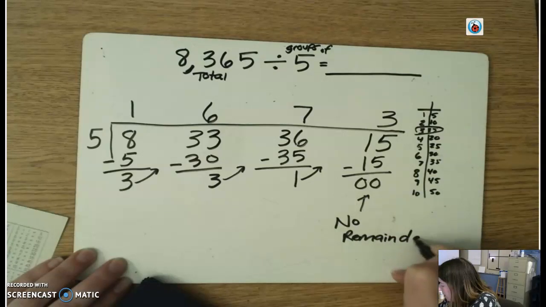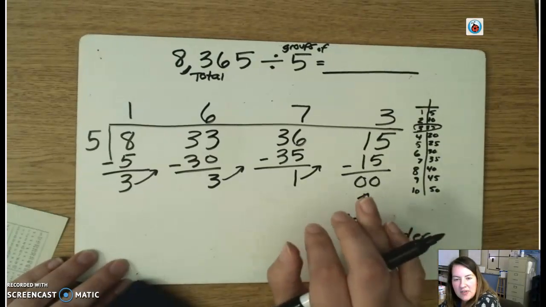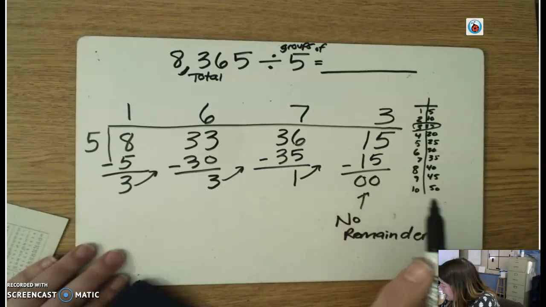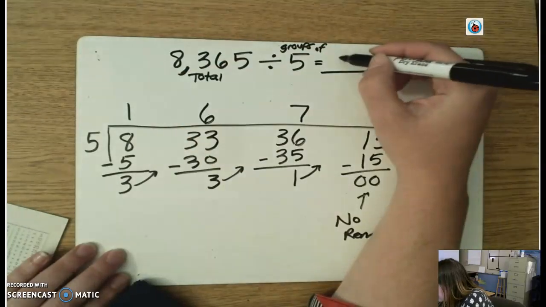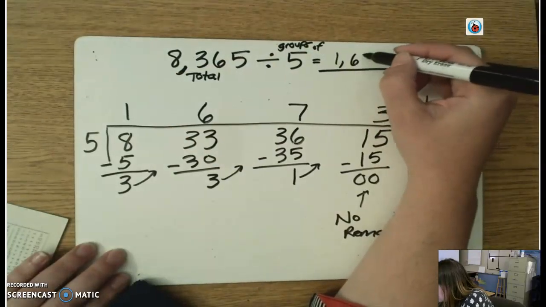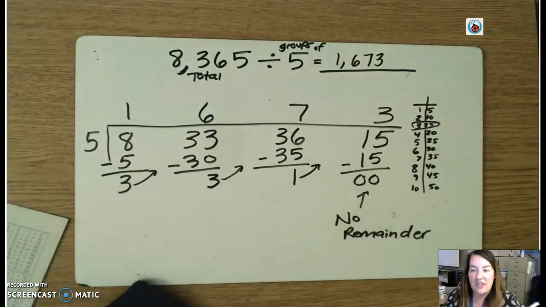It divided perfectly. So there was nothing left over. It divided so perfectly even. So the correct answer for 8,365 divided by 5 is 1,673. And we have remainder nothing. I have no remainders because it divided perfectly.